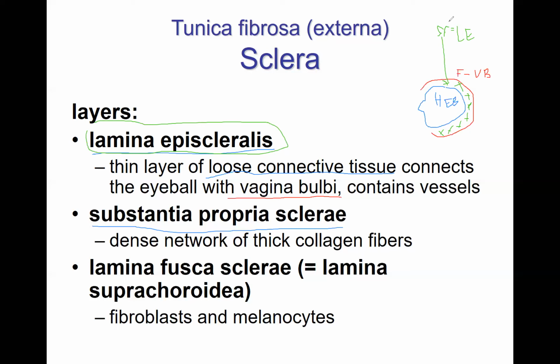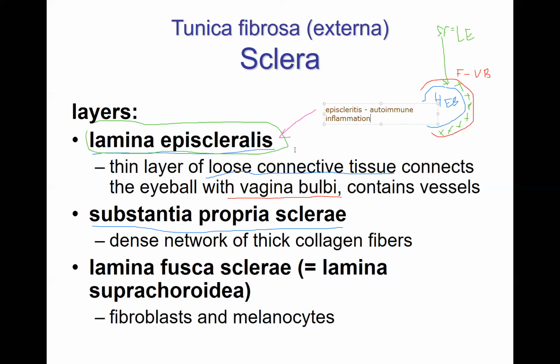In case of autoimmune diseases, there can be inflammation. The inflammation is then called episcleritis. Yeah, and episcleritis is usually autoimmune inflammation.